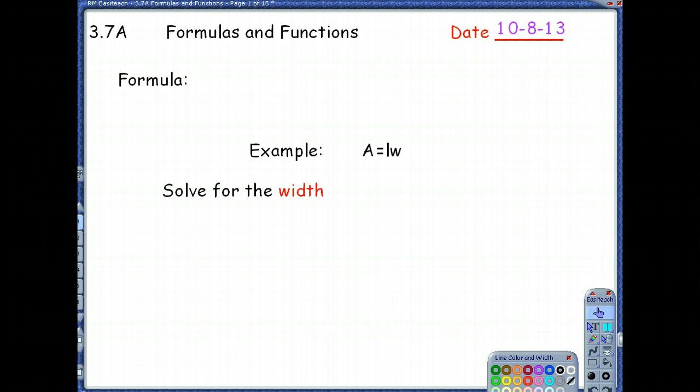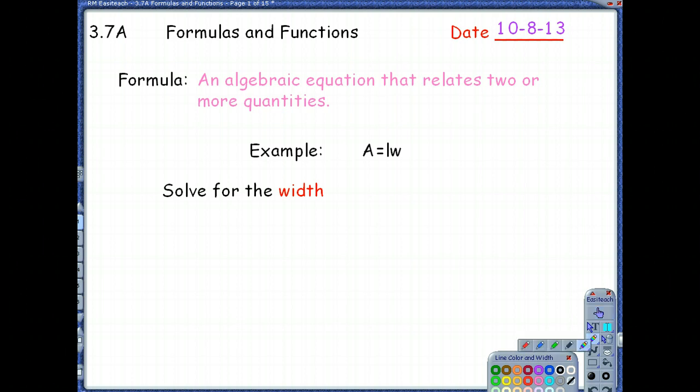A formula is an algebraic equation that relates two or more real-life quantities. Some of the most common formulas, I'm going to let you write for a second, are area equals length times width, and distance equals rate times time. There's lots of formulas that you probably know. We're going to take these formulas and find a way to get a different variable by itself. We want to be able to solve for a different variable.